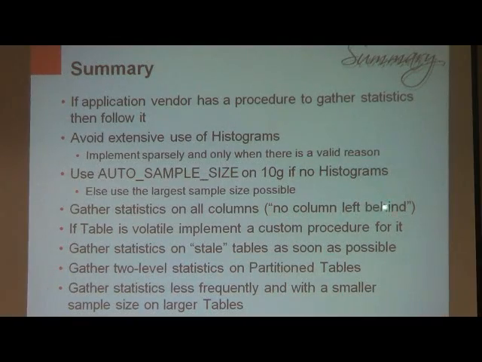Don't leave columns behind, so that means gather statistics in all the columns. If the data of the table is changing constantly, you may want to implement one of the 3 options I showed you there. When the data is stale, gather as soon as possible. With partition objects, gather 2 levels. Smaller tables, gather more often. That is the summary so far.